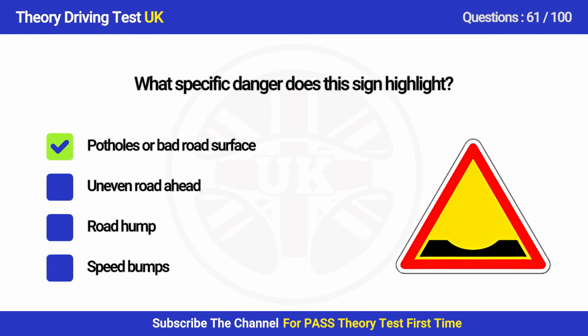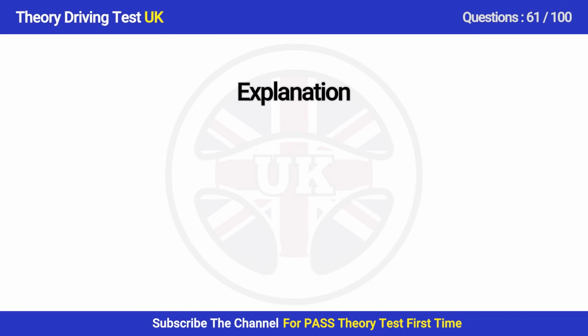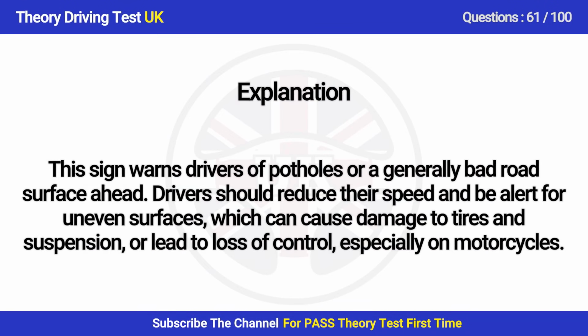Answer is A. Bad road surface. This sign warns drivers of potholes or a generally bad road surface ahead. Drivers should reduce their speed and be alert for uneven surfaces, which can cause damage to tires and suspension or lead to loss of control, especially on motorcycles.